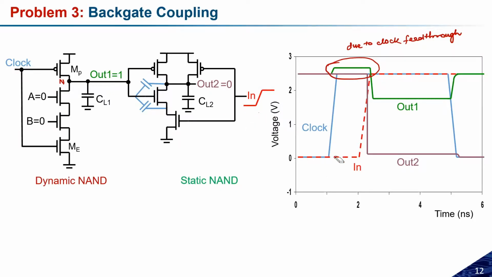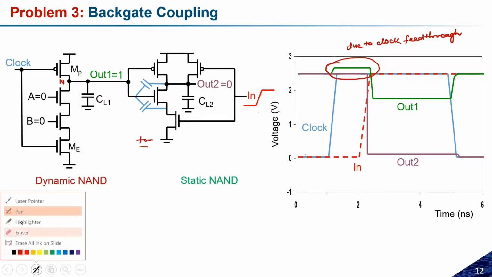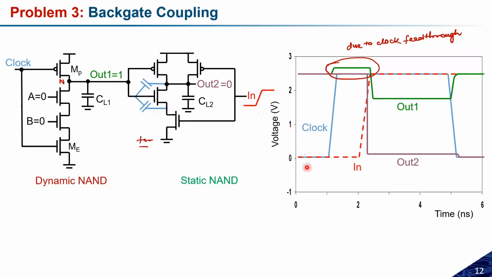Sir, can you explain? Like, I'm not getting it. Okay, so let me repeat it again. Suppose initially, just see the waveform, whatever we have here. Initially, the clock was at logic 0. Let me use the pointer. During this phase, the clock was at logic 0.